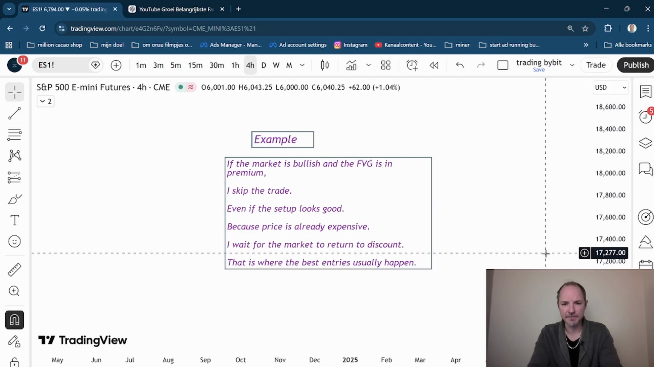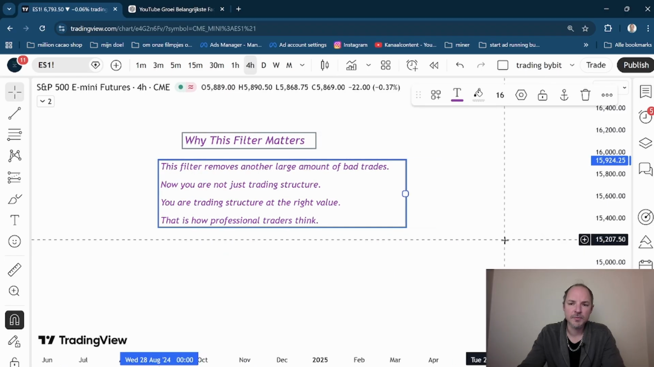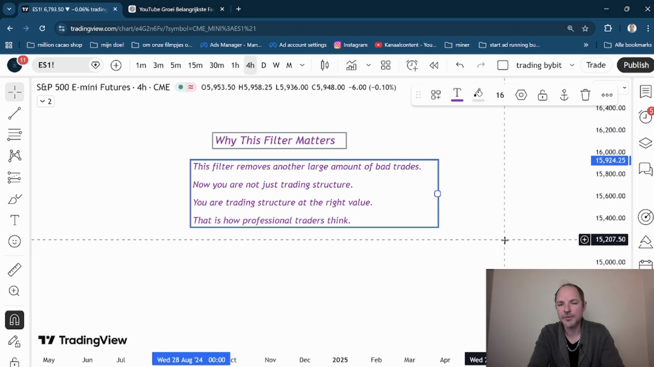You have to be patient. A good trader always has patience until the market returns into a discount. That is where we enter, and that's also where you get the best price for your trade. Why is this such a useful filter? It removes a lot of trades that you should not take. Now you're not just trading structure anymore. You are trading structure with the right value. That is how professionals trade and think.